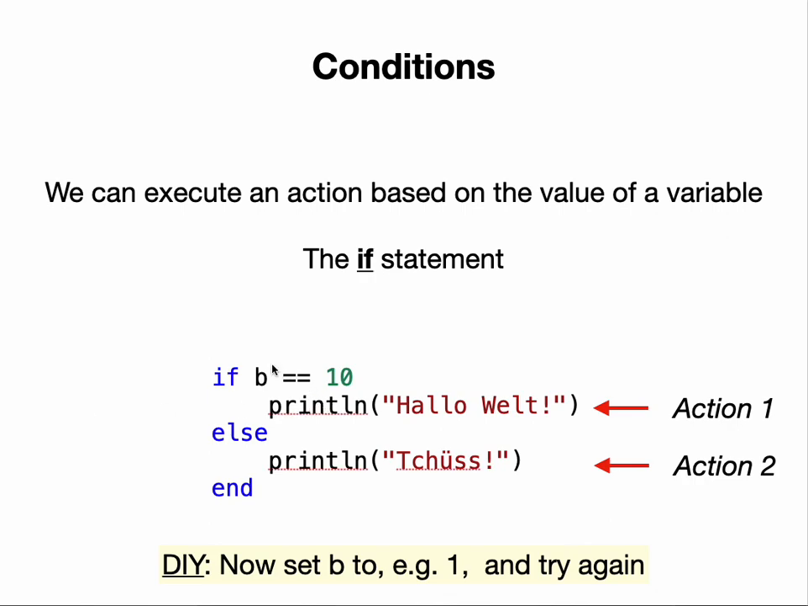So you can give it a try. If you write this in a code cell in your notebook, first you will need to define what is the value of b. So if you set b is equal to 1, you will of course get tschüss, and if you set b is equal to 10, you will get the statement hallo Welt.